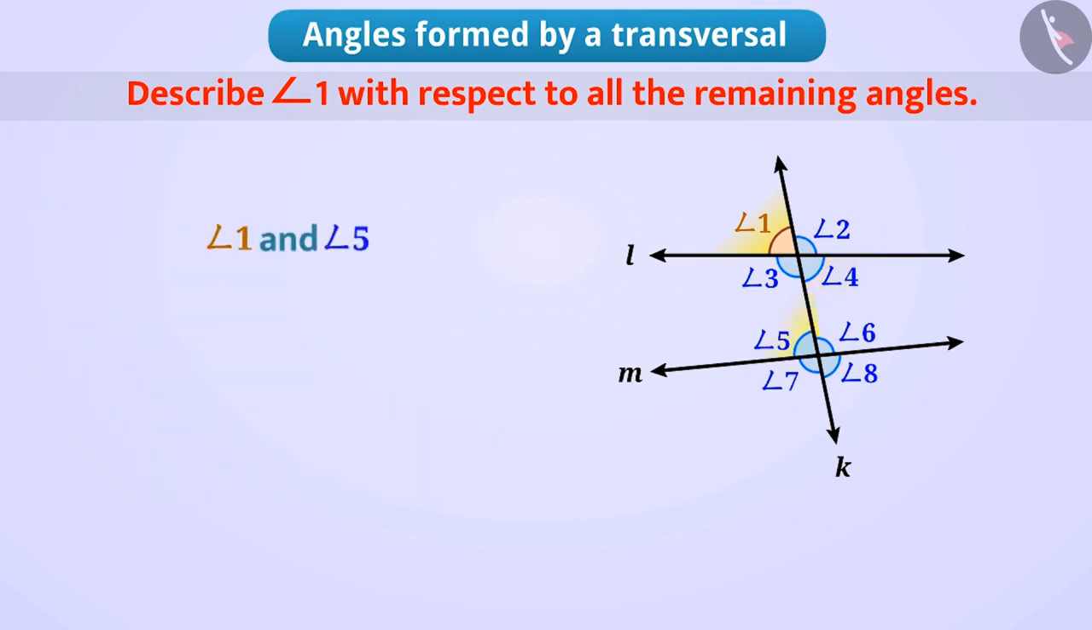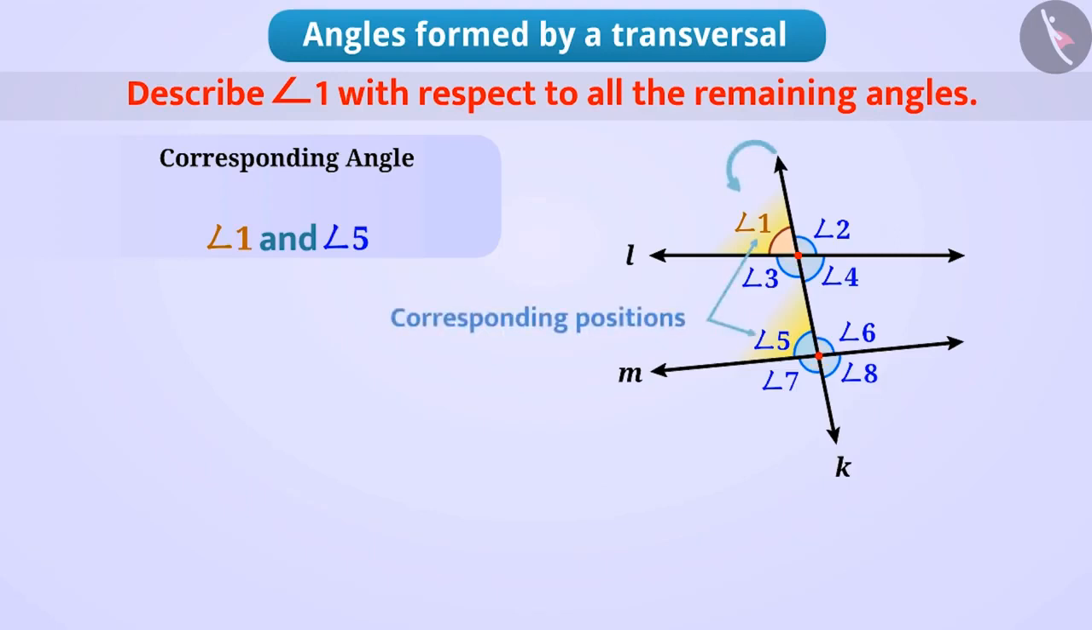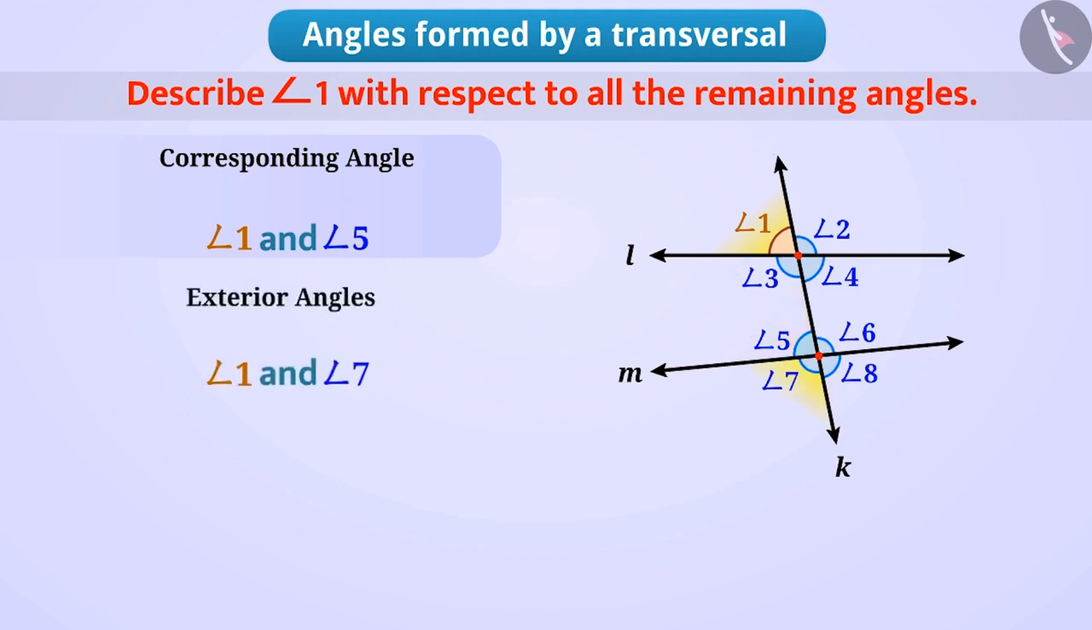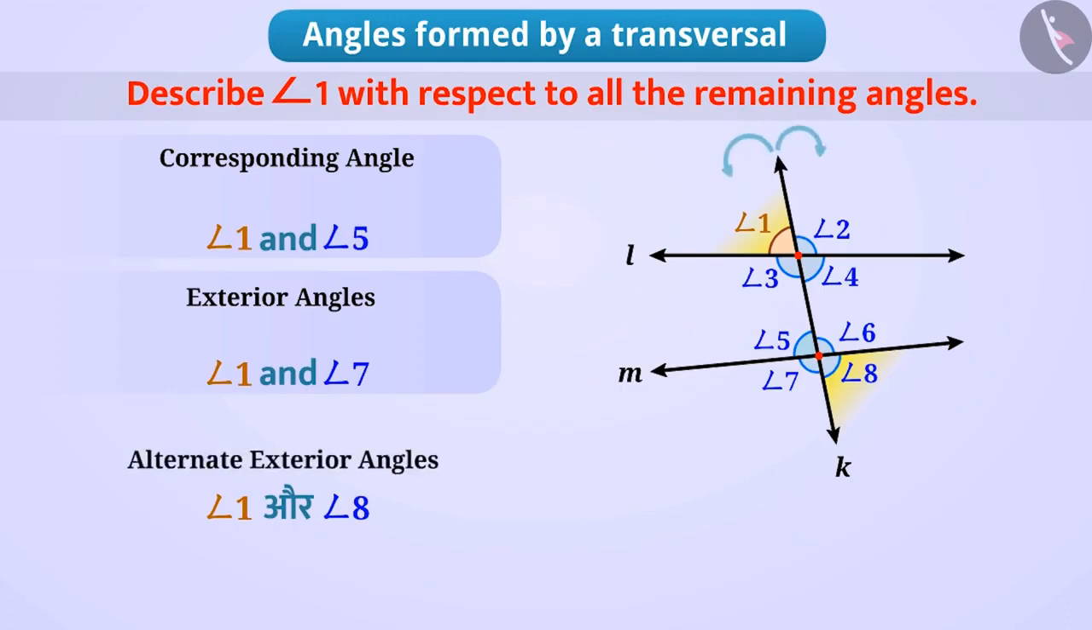Angle 1 is the corresponding angle of angle 5 because they have a different vertex and are on the same side of the transversal. Also, they are at the corresponding positions of two lines. Angle 1 and angle 7 are exterior angles. If we talk about angle 1 and angle 8, then we can see that both are exterior angles but are on the opposite sides of the transversal. So, they form a pair of alternate exterior angles.